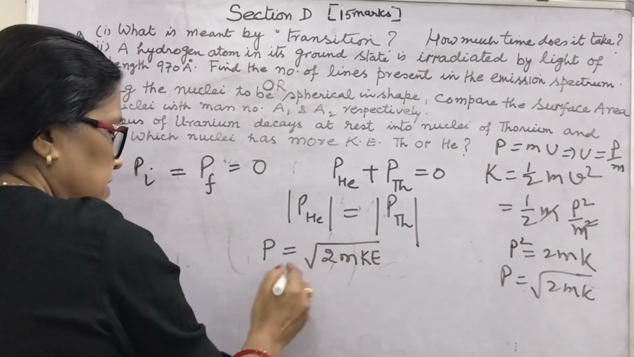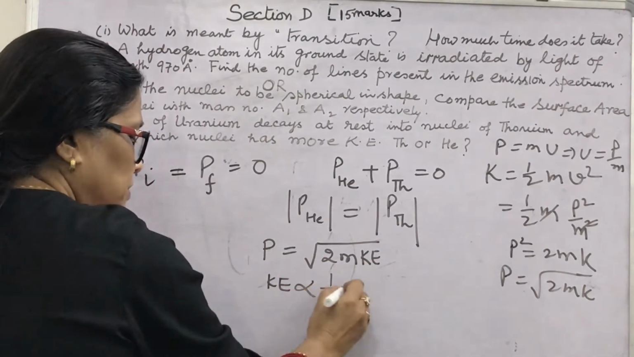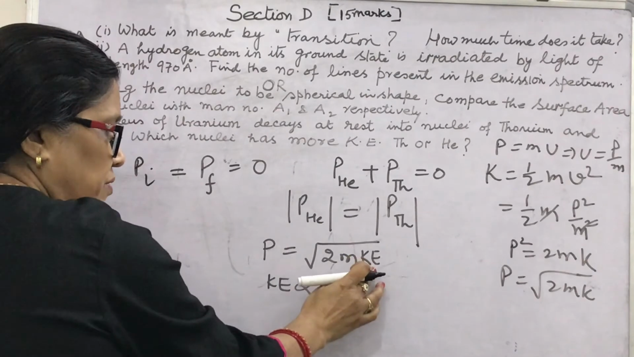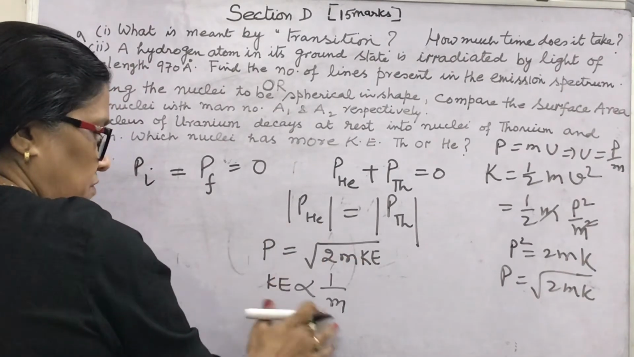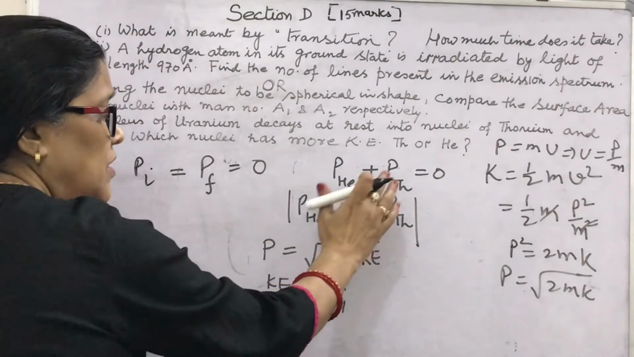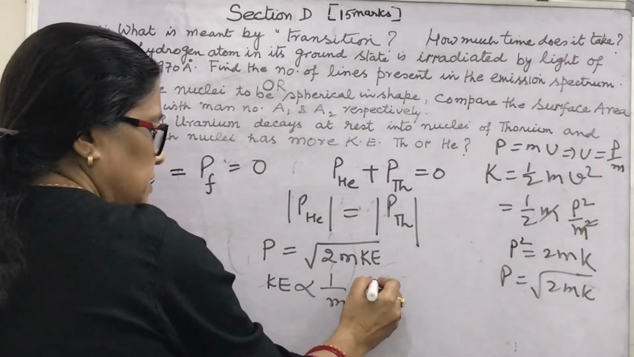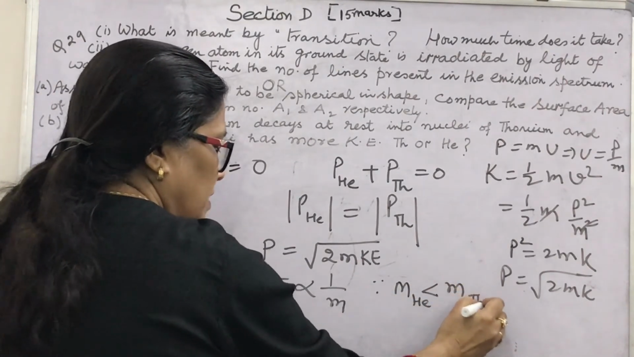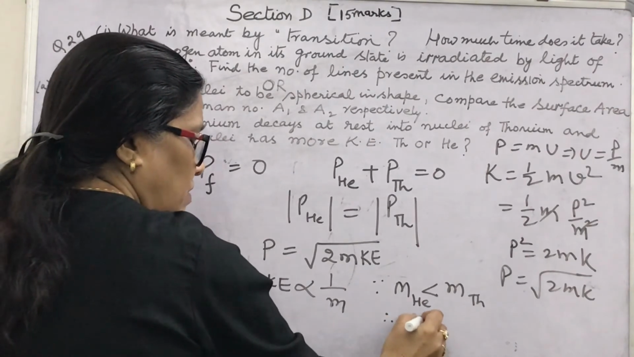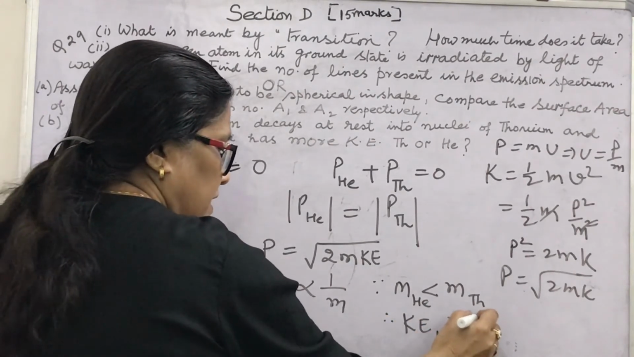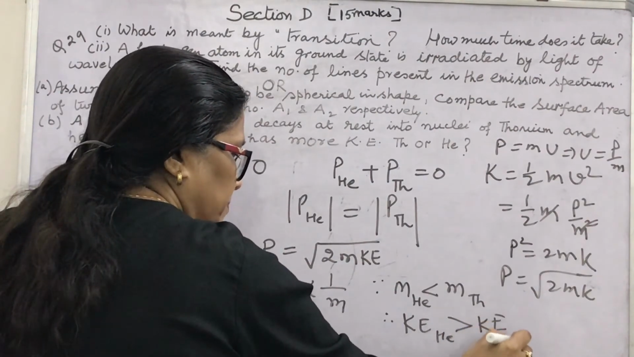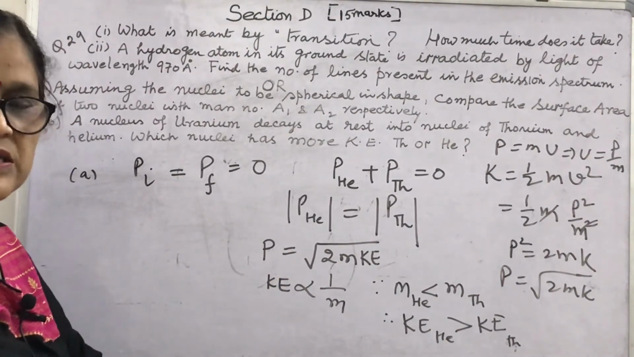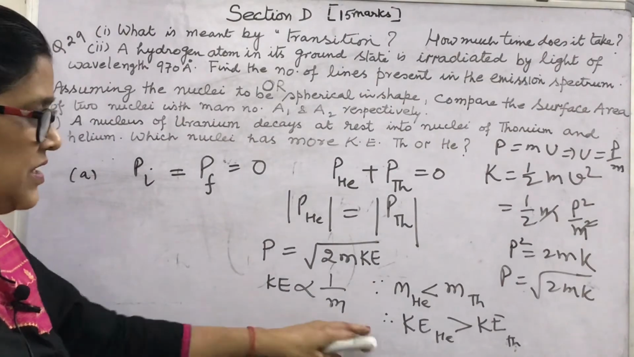So from this relation, kinetic energy is inversely proportional to m, or not? Look here, both have root; I have deleted the root. So m into KE is constant, so m is inversely proportional to KE. Since the mass of helium is less than the mass of thorium, the kinetic energy of helium will be greater than the kinetic energy of thorium. This question is asked: whose kinetic energy will be more? What will be your answer? Kinetic energy of helium. In this way, it is solved.